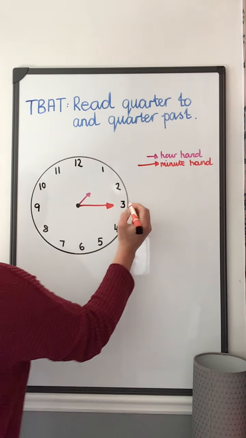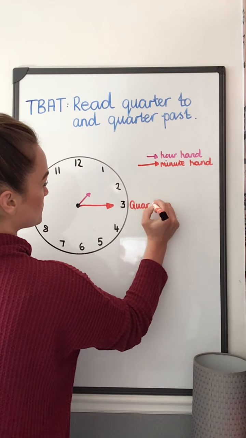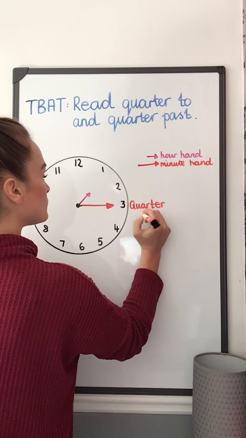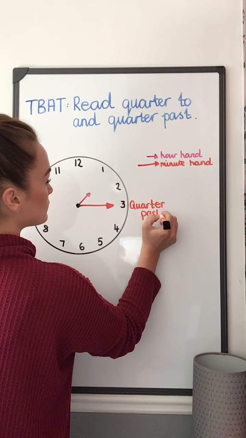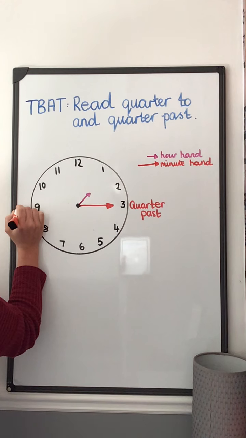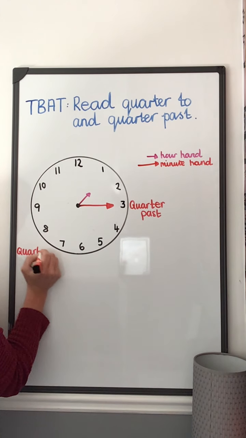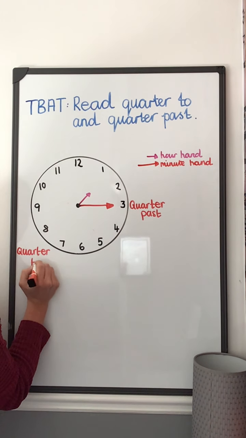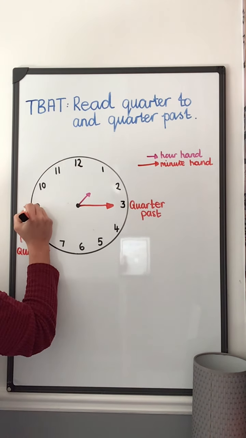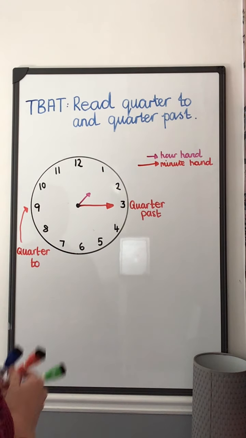So here we've got quarter past 1. And if we were pointing it the other way, we'd have quarter to 1. Just going to write that down here so I can fit it in. And that's when we point to the 9, and that's our minute hand. Okay, so we've got quarter past and quarter to.